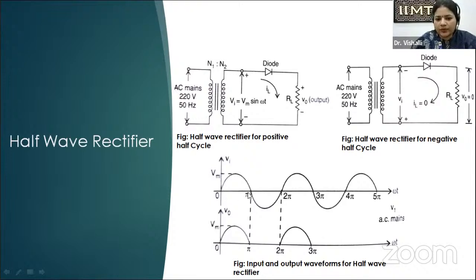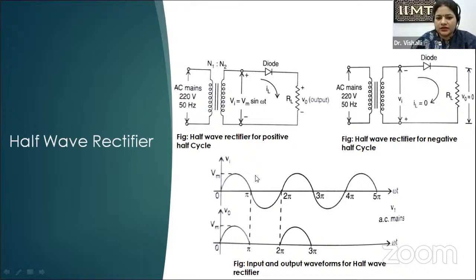So from 0 to pi, we are applying the input, and the diode is in the forward bias situation. So we are getting the current in the circuit, and hence we are getting the output voltage. So from 0 to pi, this output voltage is shown.